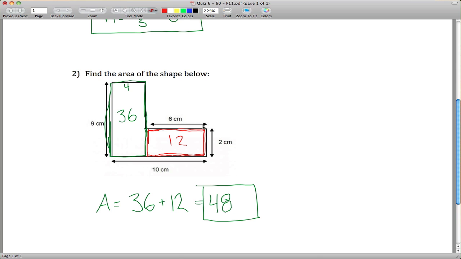Maybe it should be 48 centimeters squared, but again, I'm not too worried about units, so I'm happy with just this right here. But if you added units, more power to you. That's the end of the quiz.